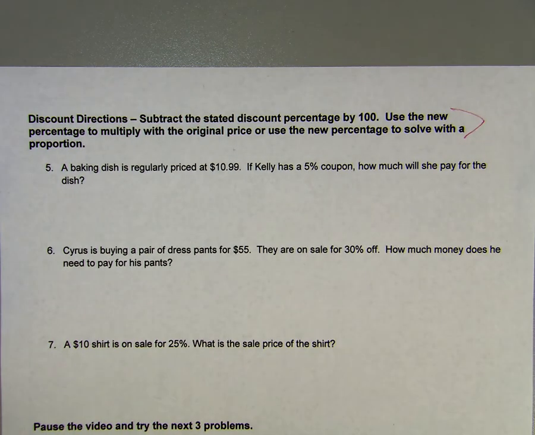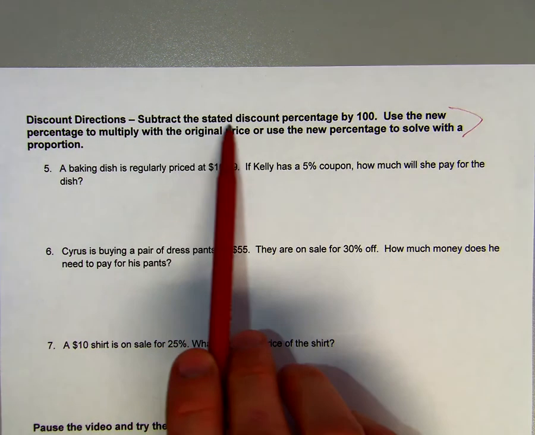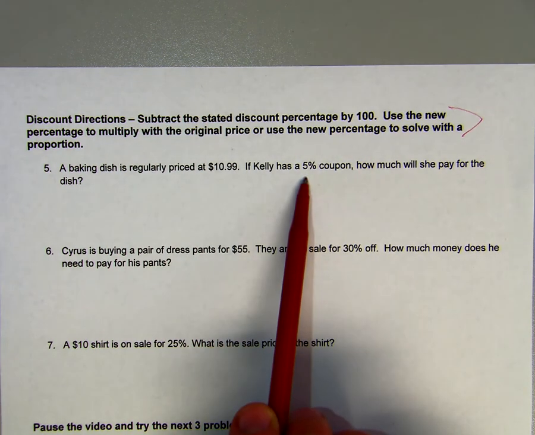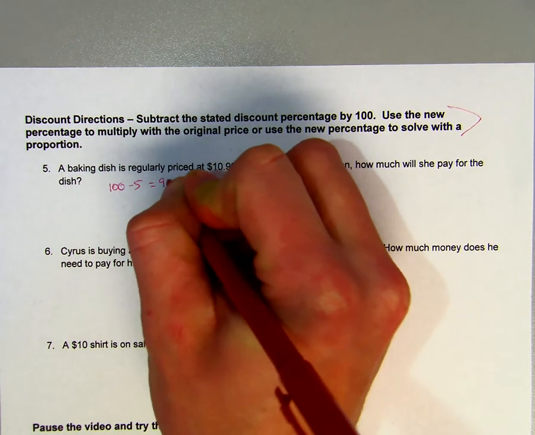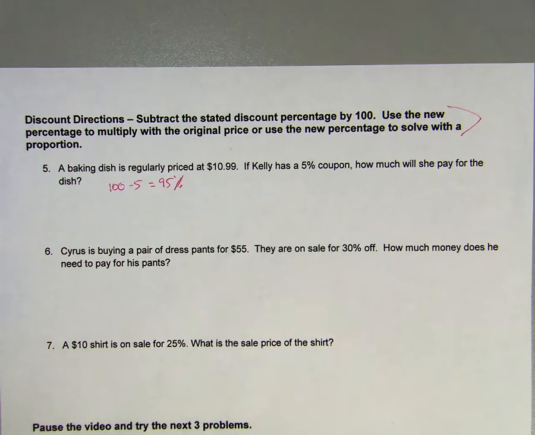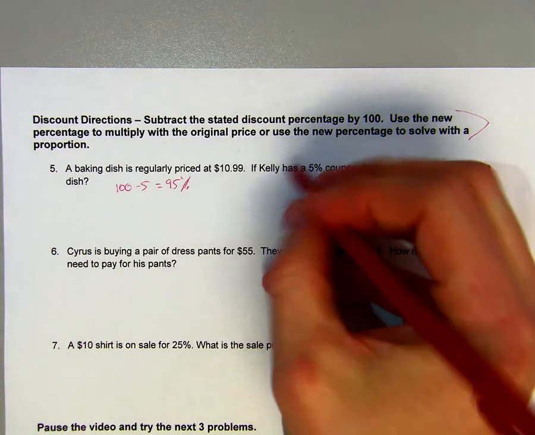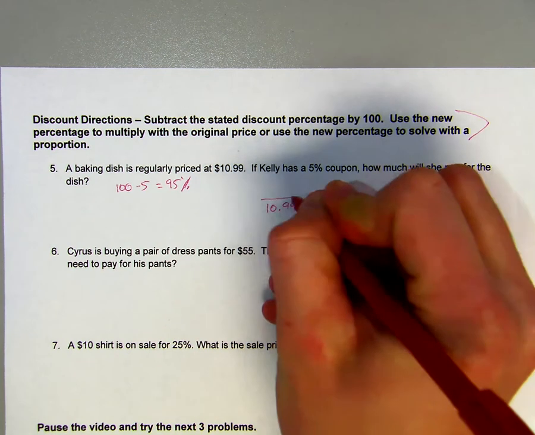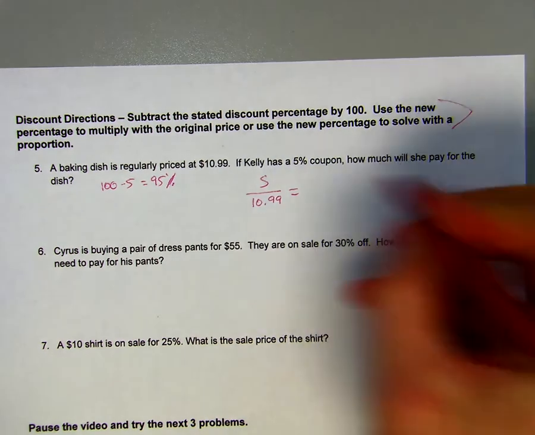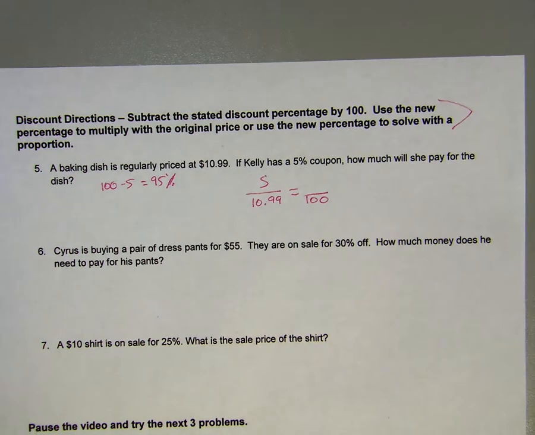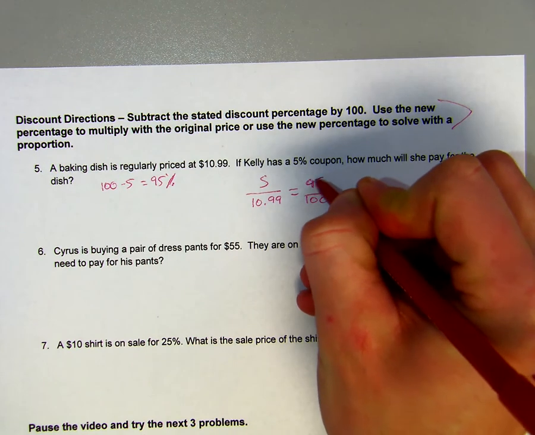Okay? So my first one is a baking dish regularly priced at $10.99. If Kelly has a 5% coupon, how much will she pay for the dish? The first thing I need to do is subtract the stated discount percentage from 100. So I'm getting 5% off, which means if I subtract 100 minus 5, I'm paying 95% of the price. So I'm finding a portion of that price. I have my original price of $10.99 below my sale price, and $10.99 is the 100% price, which means the sale price is going to be 95% of it.